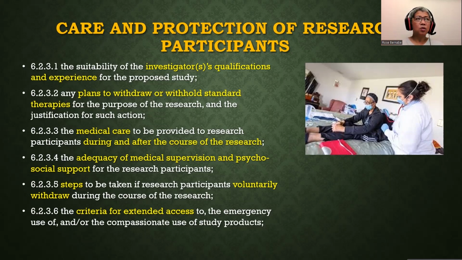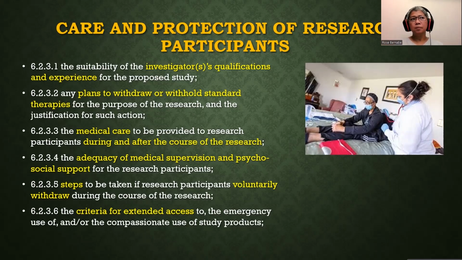And this is not only to ensure that the study goes on, but also to ensure the safety of the withdrawing participant, right? The criteria for extended access to, or emergency use or compassionate use of, study products, right? So post-trial access is a requirement in many ethics guidelines. What that means will vary, right?